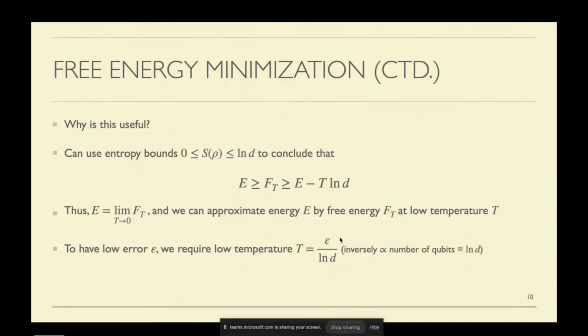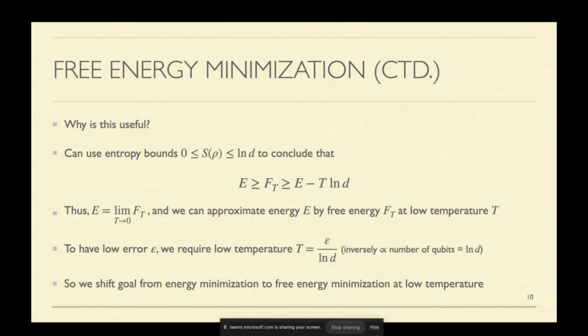And in particular, what you see is the desired error, which we think of as a constant, divided by log of the dimension, which is the number of qubits. So the temperature should be inversely proportional to the number of qubits. That places a demand on quantum algorithms that will come later that make use of low temperature thermal states to do this optimization. Okay, so given this approximation, we can shift our goal from the original goal of energy minimization to a free energy minimization problem at low temperature.